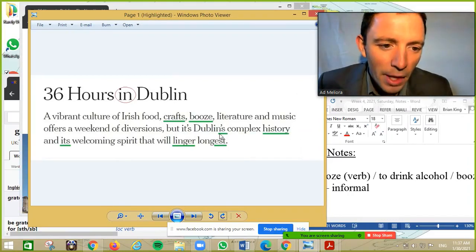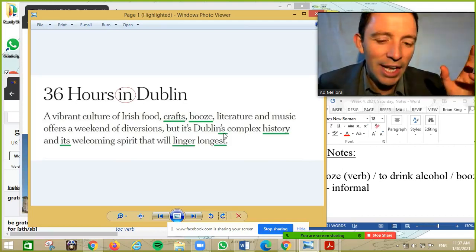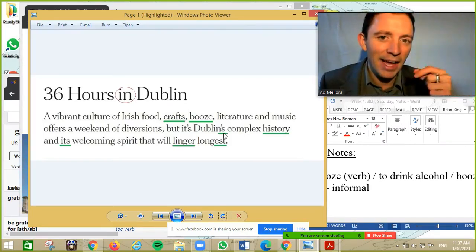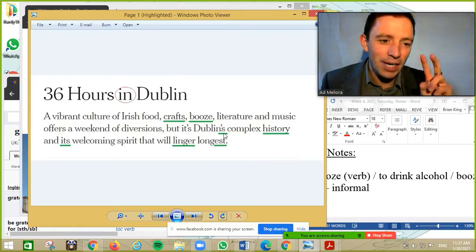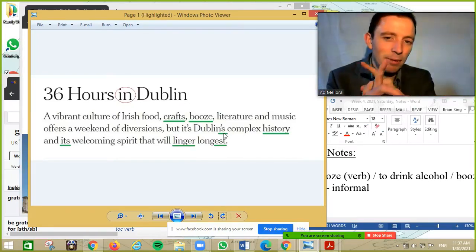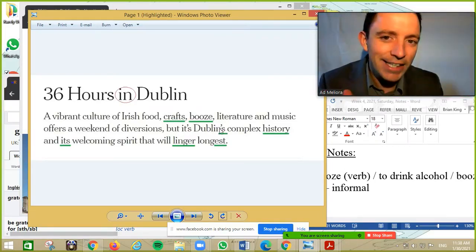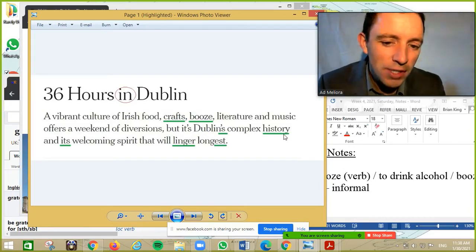Okay, here we have the possession. So the rule for possession in English is with the apostrophe and the S. For example, in Spanish it's el boli de Brian. Okay, el boli de Brian, that's the Spanish structure. El libro de Juan. But in English we say Brian's book, Brian's pen. Okay, with this structure, casi siempre. Okay, Dublin's complex history. So it's the history that's the possession of Dublin.